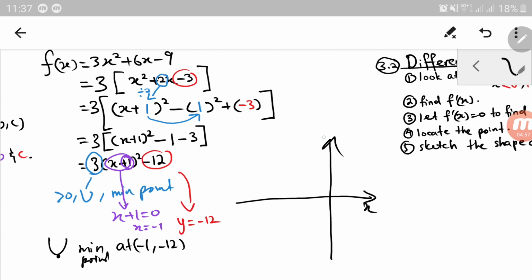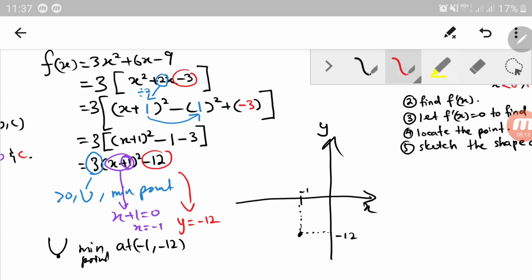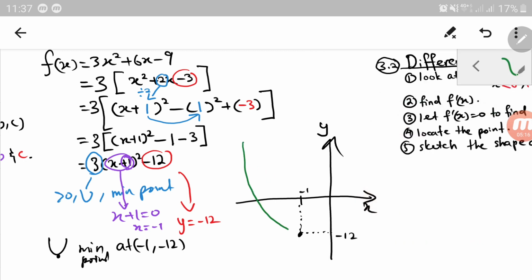Okay, so this is x, this is y. Now where is minus 1, minus 12? Somewhere here. This is minus 1. Okay, this is minus 12. So this is our minimum point, and then the curve is a smiley. Smile how? Smile down and go up. Okay, so this is our f(x).